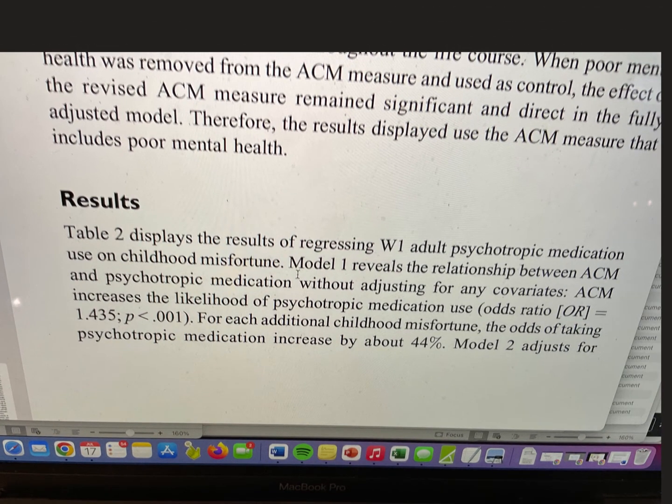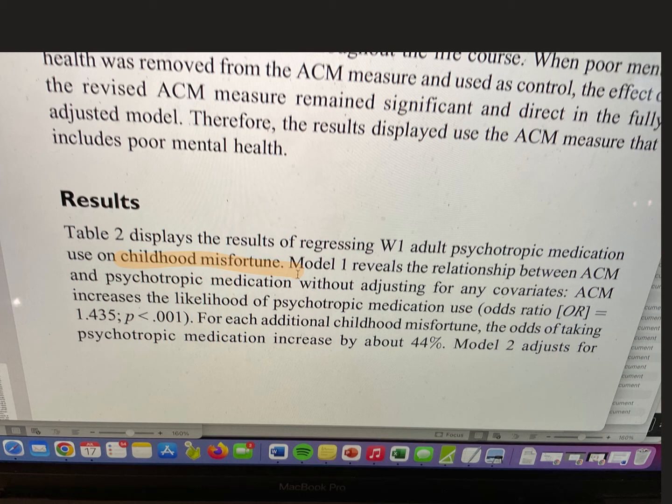So this is a little snapshot of another study that we used to do for this course. And they're basically trying to figure out whether or not having some kind of childhood misfortune, so it could be growing up in poverty, being abused, that kind of thing, whether or not there's a relationship between that and whether people end up taking drugs for psychological reasons later on in life.